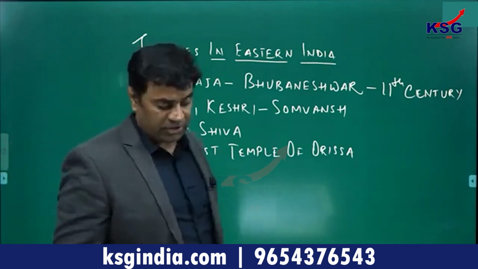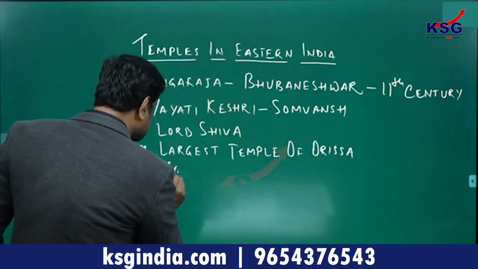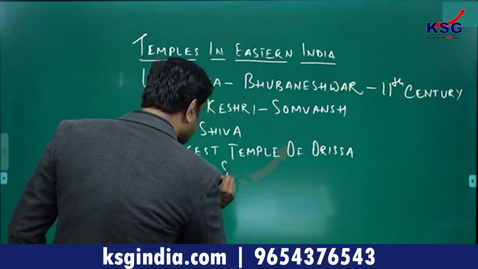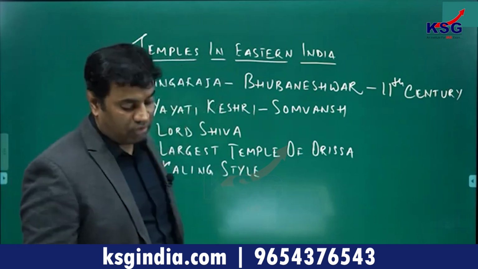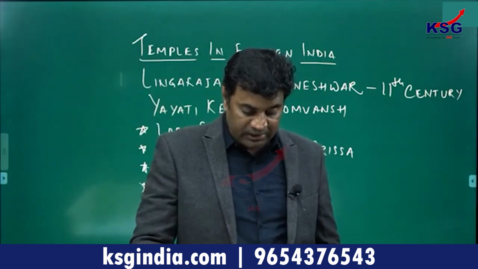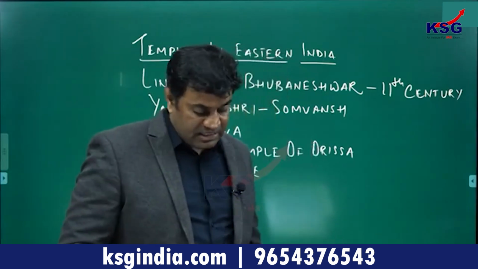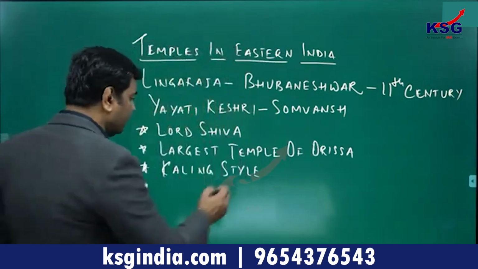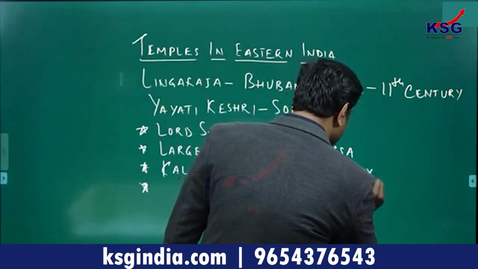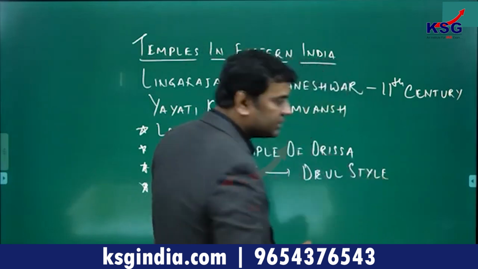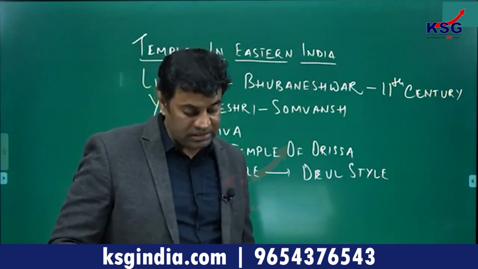Largest temple of Odisha. It has also been constructed in the Kaling style of architecture. This temple is constructed in the Kaling style, which is known as the Deval style, a typical style of temple architecture. Deval style has 4 important components.